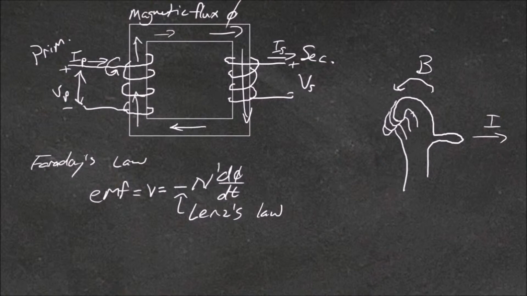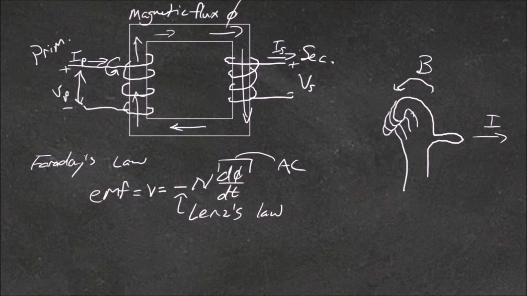And finally, this d phi dt just means that the magnetic flux, phi, needs to be time varying, not constant, and that's why we said we needed AC. Because if this was DC, that would be a constant value, so you'd have minus N times by 0, the differentiation of a constant, and so your voltage induced would be 0.